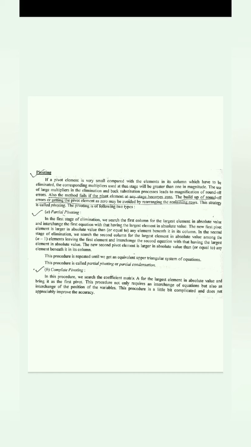Now, complete pivoting. In this procedure, we search the coefficient matrix A for the largest element in absolute value and bring it as the first pivot. This procedure not only requires an interchange of equations but also an interchange of the position of variables. This procedure is a little bit complicated and does not appreciably improve the accuracy.